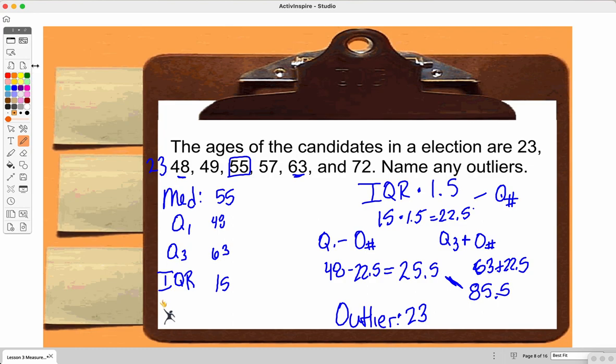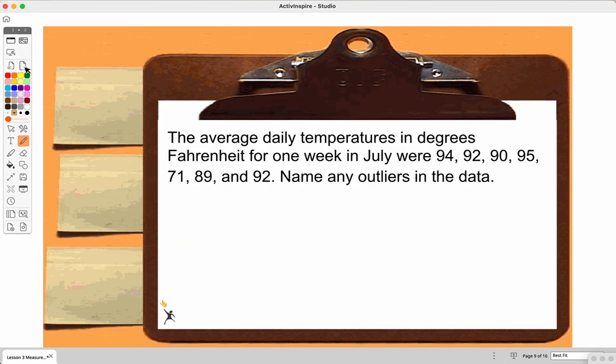All right, it's your turn to try to figure this out. Remember, you have to find your quartiles, your median, and your IQR before you can do your outlier. All right, pause the video and find me if there are any outliers in the data for the temperatures in July.